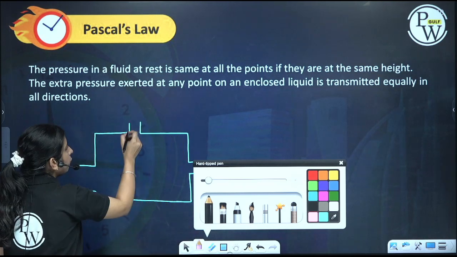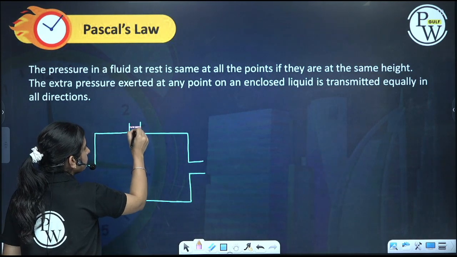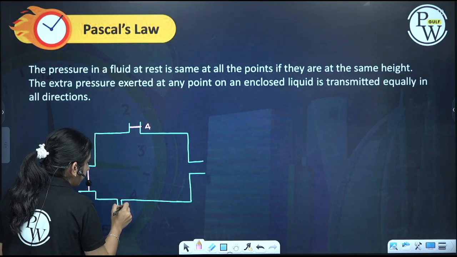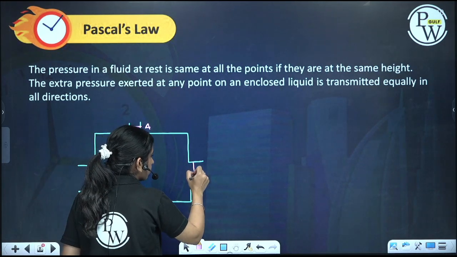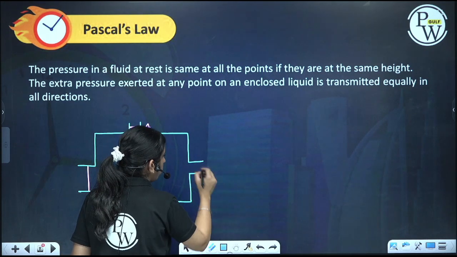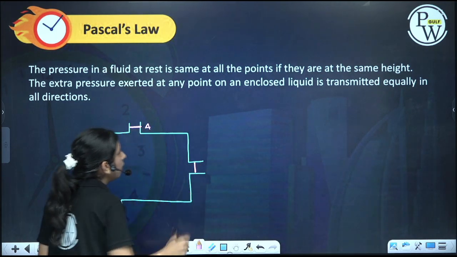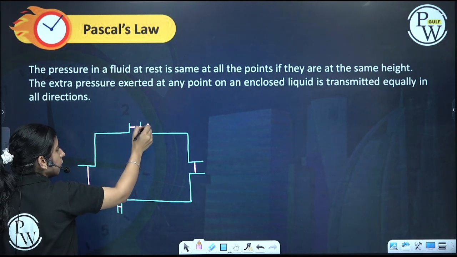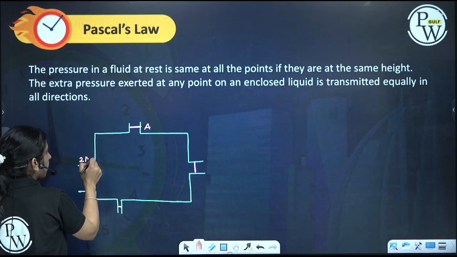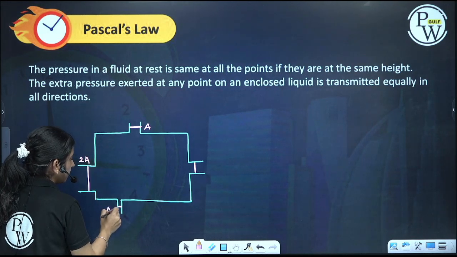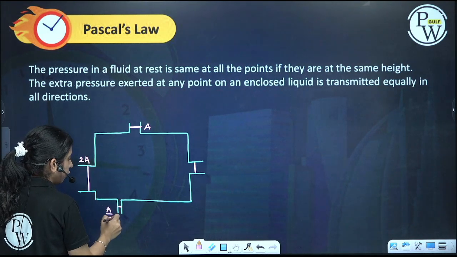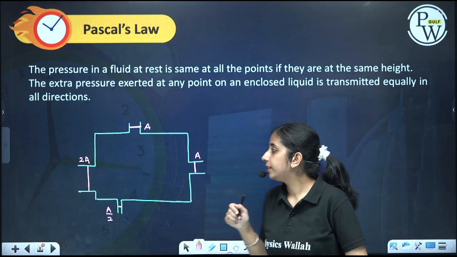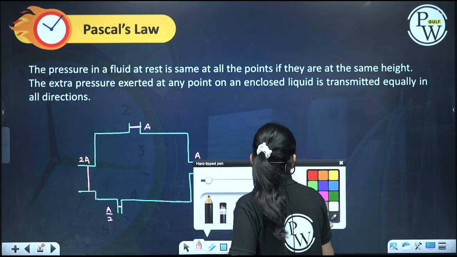suppose we have a fluid enclosed in a container having 4 openings. There are 4 pistons. This piston has area of cross section A, this has area of cross section 2A, this has area of cross section A by 2, and this also has area of cross section A. These are the areas of cross section of all the 4 pistons.